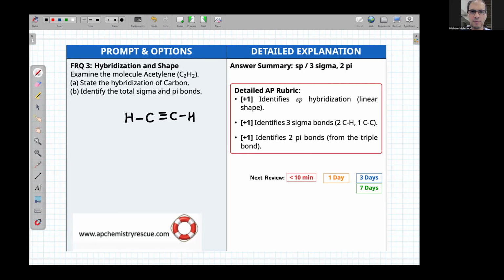Part A asks for the hybridization of carbon. Here is a simple rule that makes this easy. Count the electron domains around the carbon atom. So this carbon is bonded to one hydrogen. That's one domain. It's bonded to the other carbon with a triple bond. But here is the trick. Take care, very important. Regardless of whether it is single or double or triple, it counts as one electron domain.